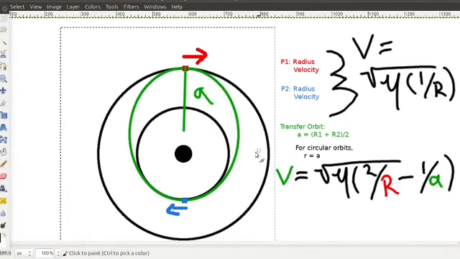So now, we want to find this transfer orbit. So we're going from the red one to the blue one, and we need to know how fast we need to be to take this green path around here, so that we can arrive at the correct radius on the opposite side of the planet.